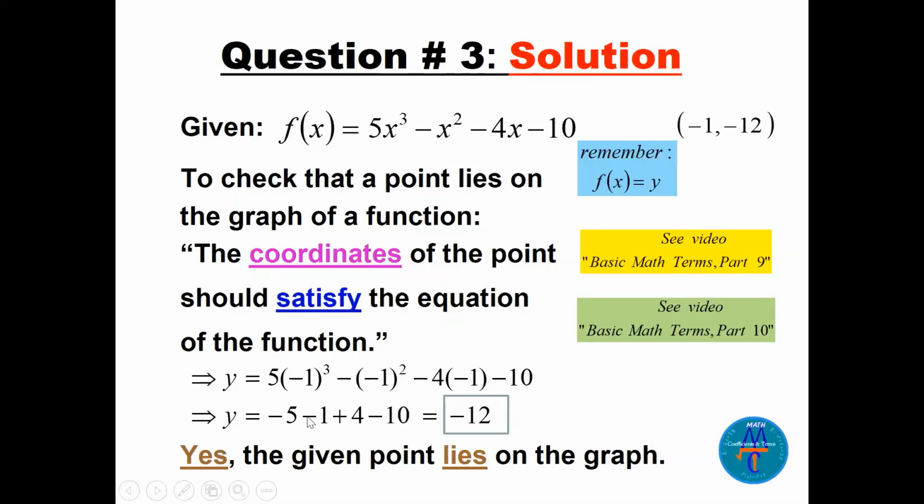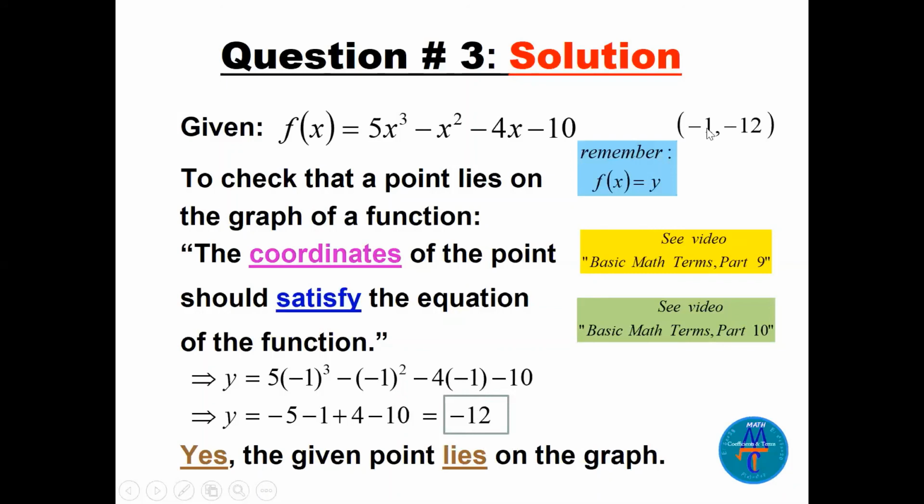Multiply with the minus, it's minus. Minus 4 times minus 1 plus 4. And there is a minus 10 from the question. Now, if you add all this, you get minus 12. See, minus 12, we have it. So what is the answer here? Yes, the point lies on the graph.